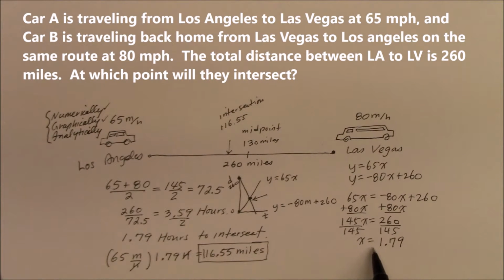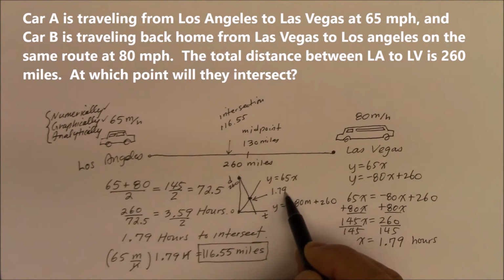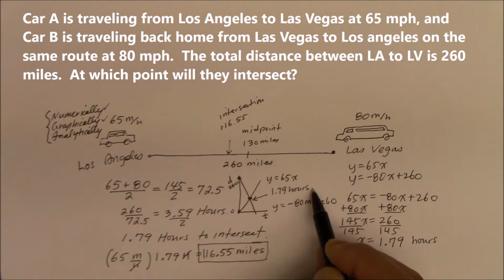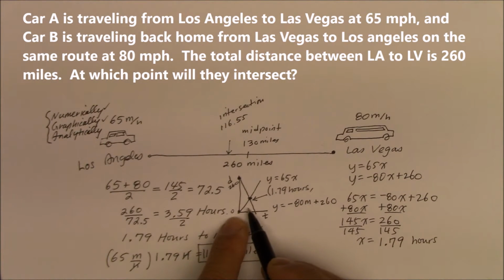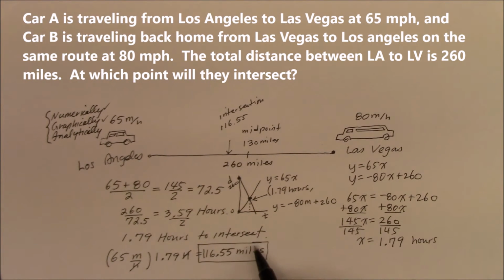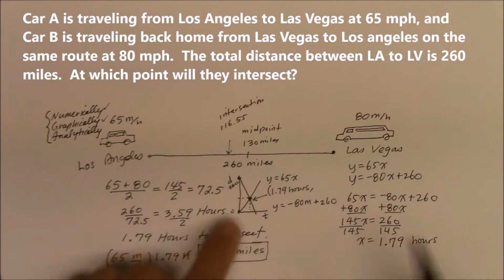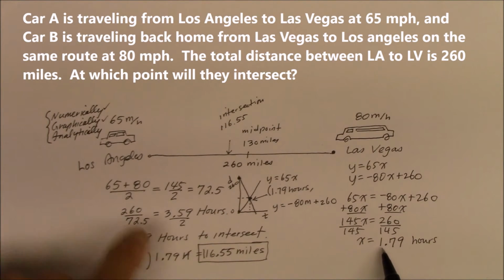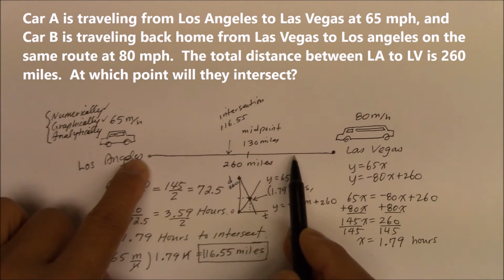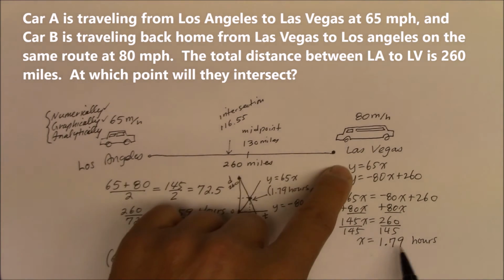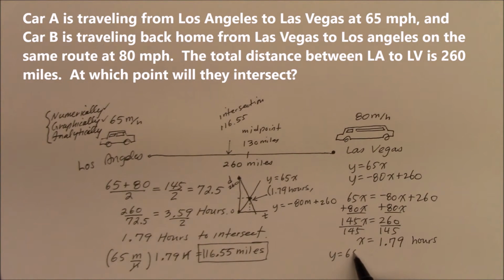So what did they do? The time is 1.79 hours. That's the horizontal coordinate, at 1.79 hours. But what about the distance for y, or the vertical coordinate? All you had to do was, for car A, because we want to go from here to there, take that equation, y equals 65x, and substitute the x with the hours.